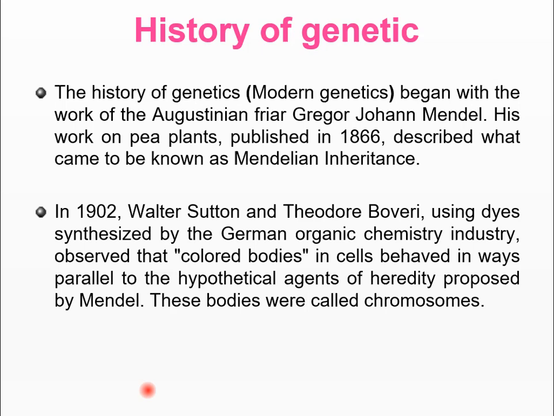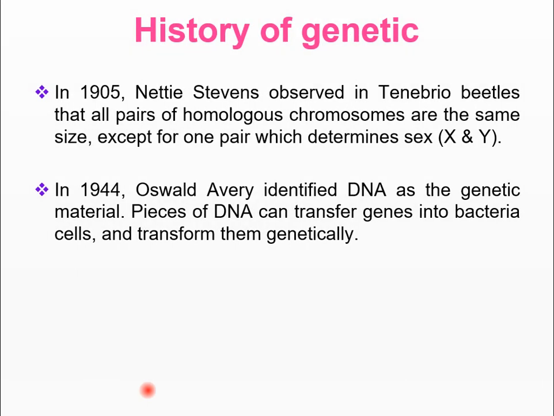After years, two scientists used dyes synthesized by German organic chemistry and observed colored bodies in cells, which are called chromosomes. In 1905, a scientist observed that all pairs of homologous chromosomes are the same size except the sex chromosomes X and Y, which are of different size. In 1944, a scientist identified DNA as the genetic material.